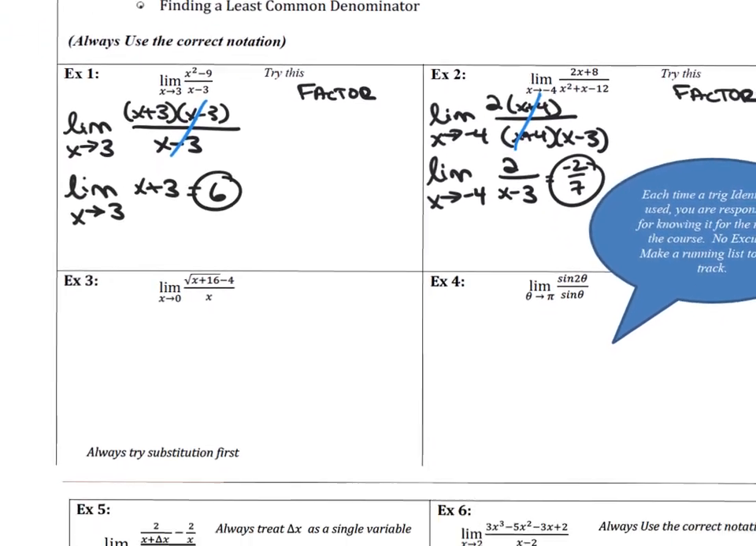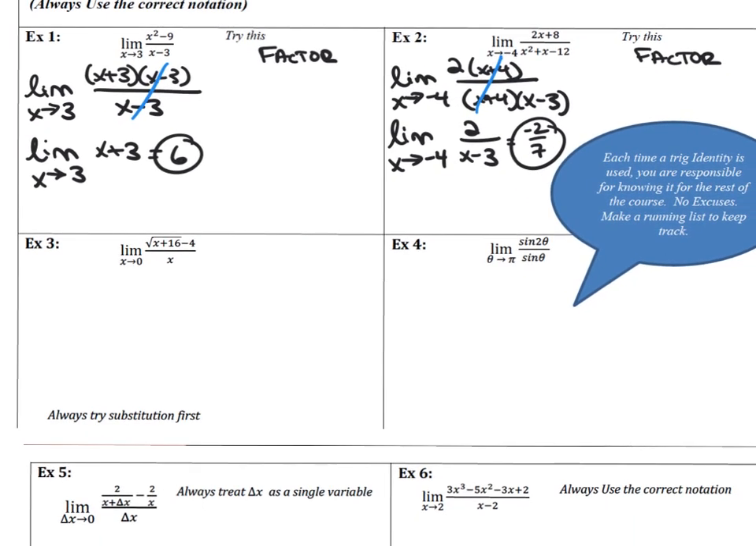In the third example, we'll check our substitution. If we plug in 0, we end up with the square root of 16 minus 4, which is 0 over 0, so we have an indeterminate form. In this case, because we have a square root, we're going to multiply by the conjugate, even though it's in the numerator. And the conjugate of this is the square root of x plus 16 plus 4. And this leaves us with a difference of squares in the numerator.